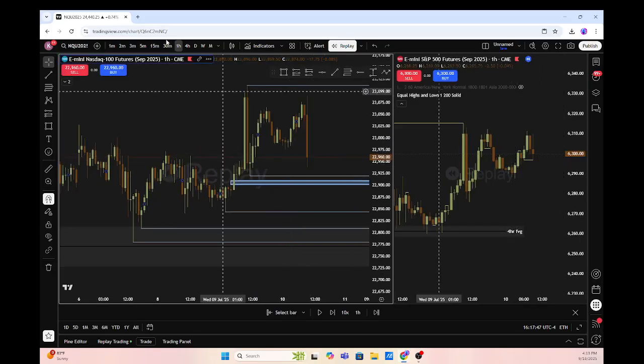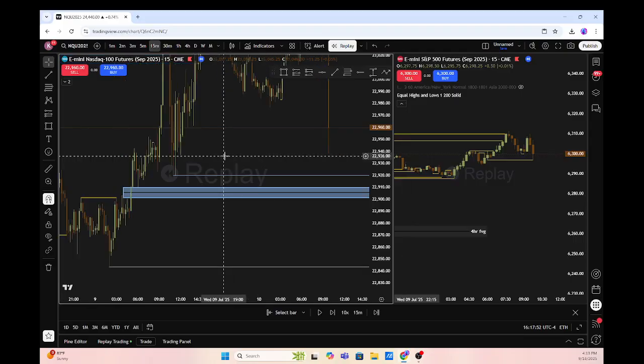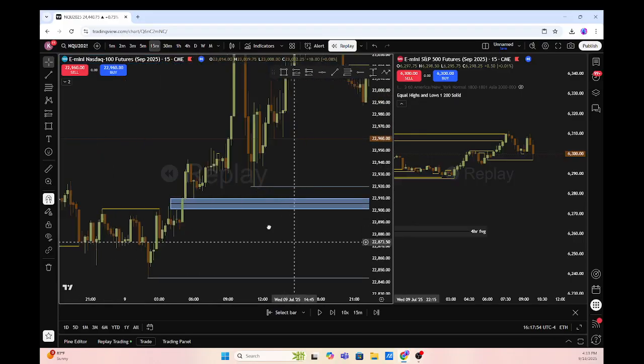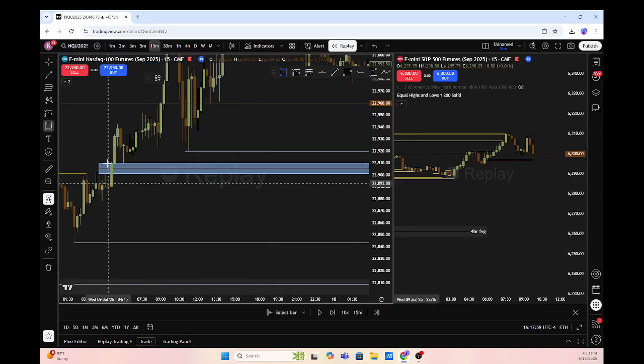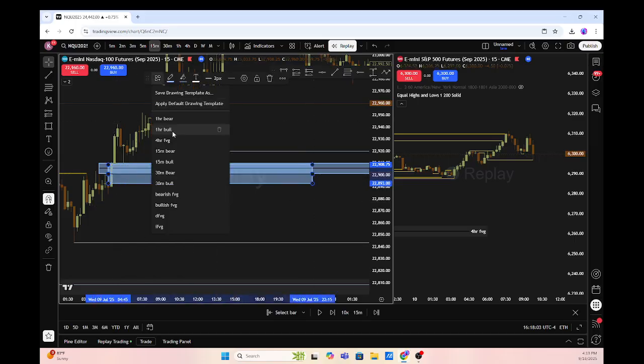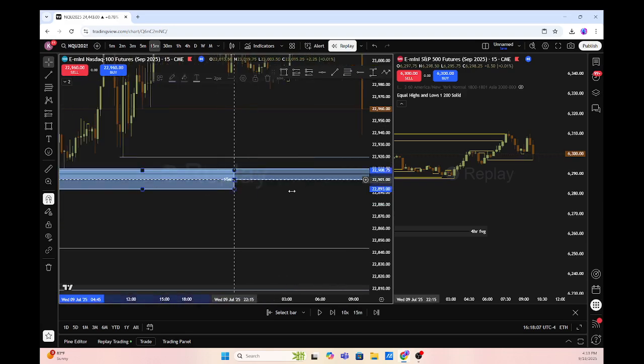So now we want to come down to the 15-minute time frame. And we do the same thing that we did on every other time frame. We come down and mark out our 15-minute fair value gap. So let me just mark this out. 15-minute bullish fair value gap.